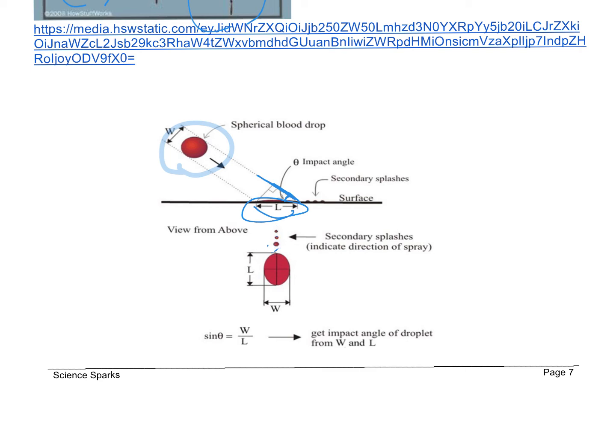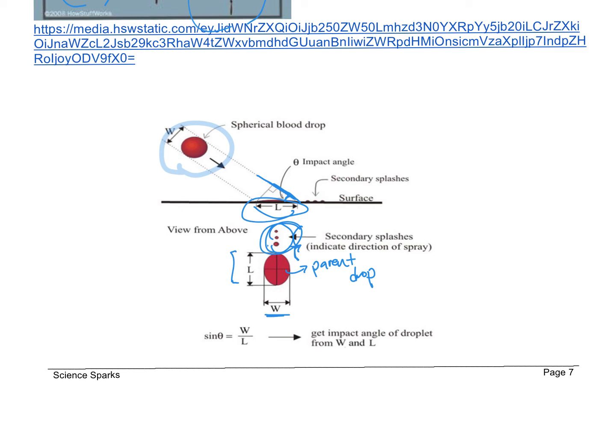Let me introduce to you first. This is the secondary splash. Okay, it tells you the direction of the spray. Then, you see, notice after it splatters, like this is the parent drop, and then it hits the surface and bounces up. So this is the secondary splashes. And this is the length of the droplet, this is the width.